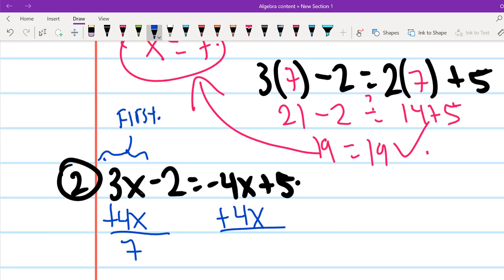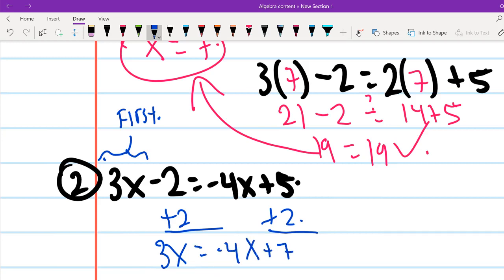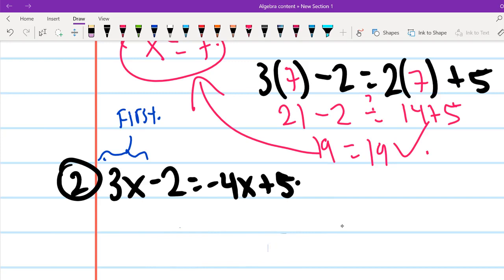And then, I would never do, I mean, you can. Actually, no, you can't. For example, I can't do this first because that would cancel out the 3x. And then, or can I? Let me check. Actually, you can. You can do it either way.